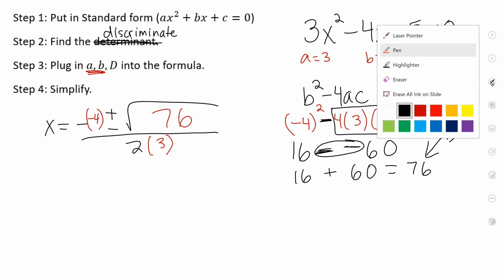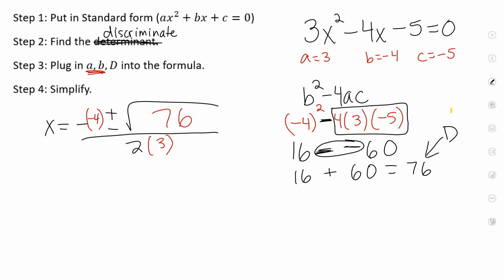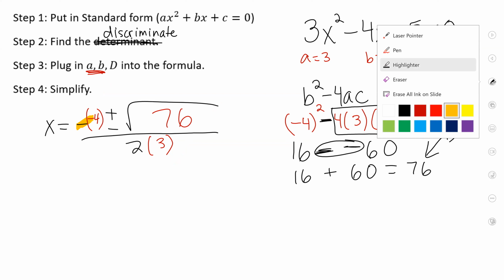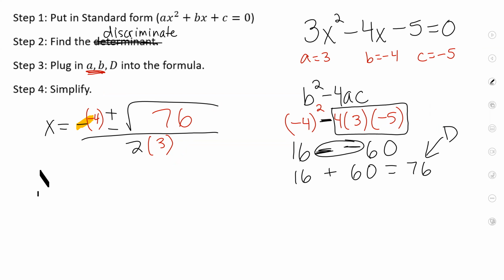That's the last step. So, notice right here, we have two negatives. What will I write the 4 as? Positive. So this would be x equals 4 plus or minus the square root of 76, and then 2 times 3 is 6. Okay, now let's simplify the square root of 76. I'm going to do that over here. Do it off to the side on your paper.